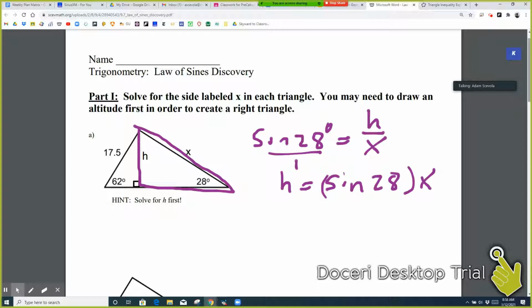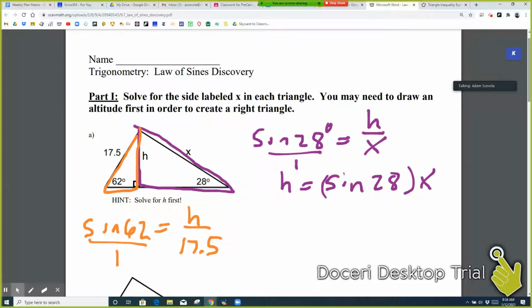If you look at the other triangle, and we did the sine of 62 degrees is equal to h over 17.5. Now what I'm showing you in the end here is ultimately what I just want you to understand: where the law of sines comes from. You're not going to have to do all these little steps. Just keep that in mind. But this will help you understand why the law of sines works.